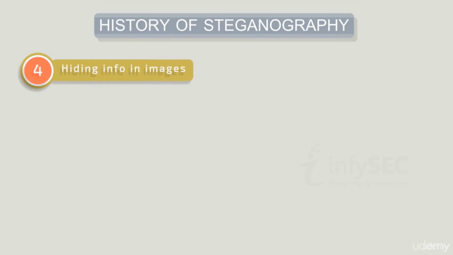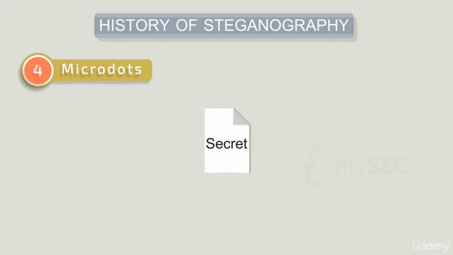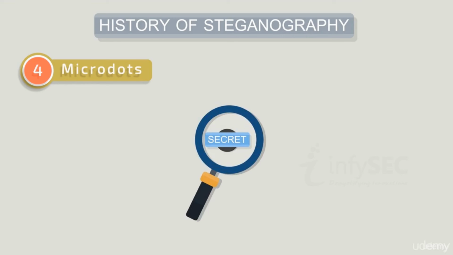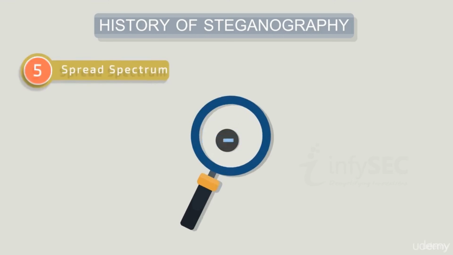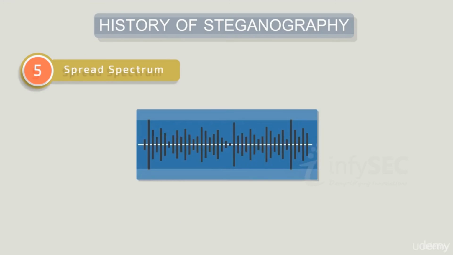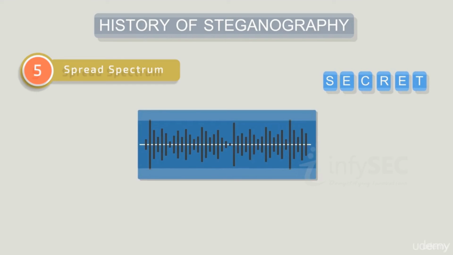Next was hiding information in images. Microdots were used to conceal a message. A microdot is a text or an image which is reduced in size to hide its contents, which are then read using magnifiers. Apart from these, with the help of spread spectrum, the data is divided into small pieces, and it is spread over the frequency channel of an audio file. Having gotten an insight about the history of steganography, it's time to get started.